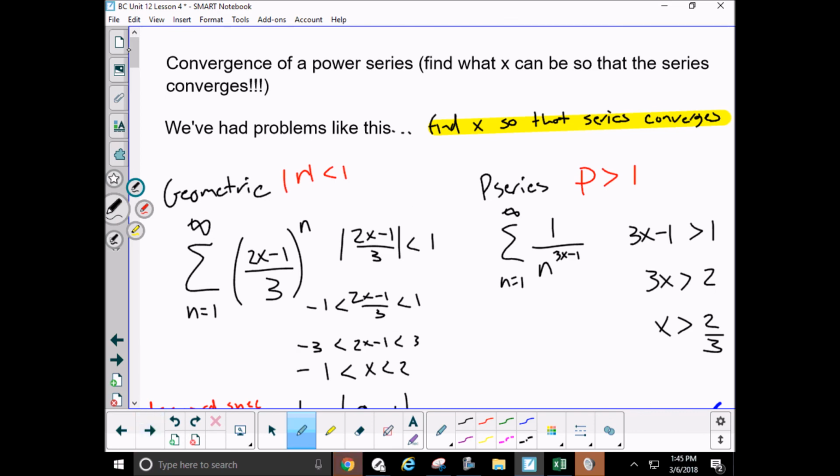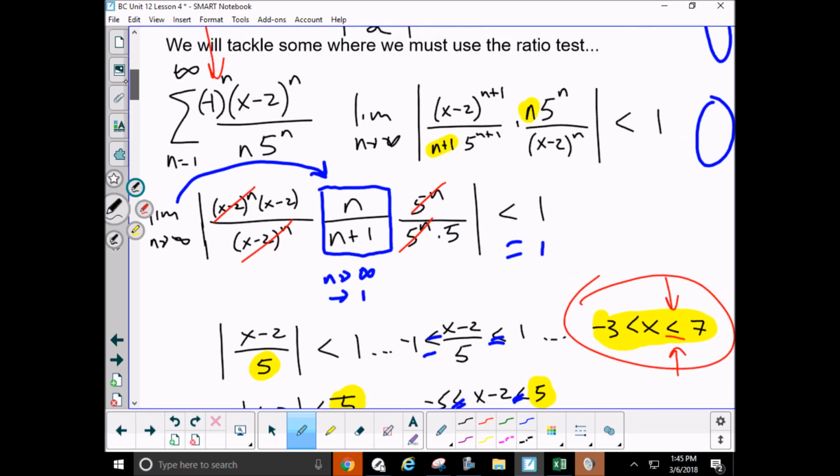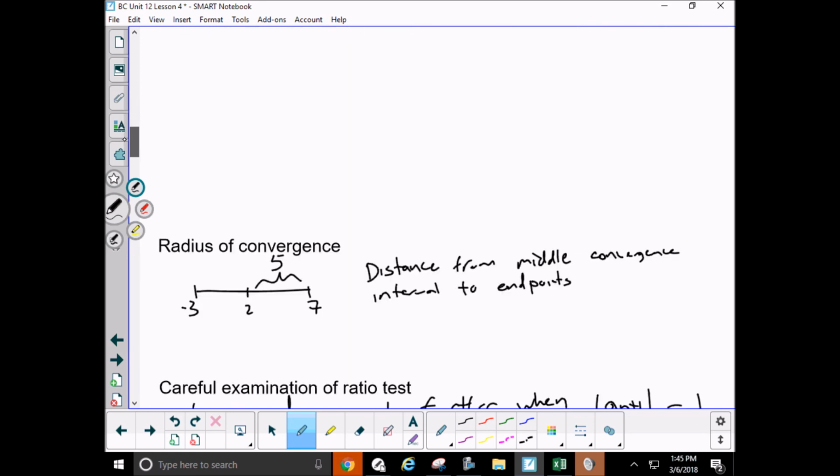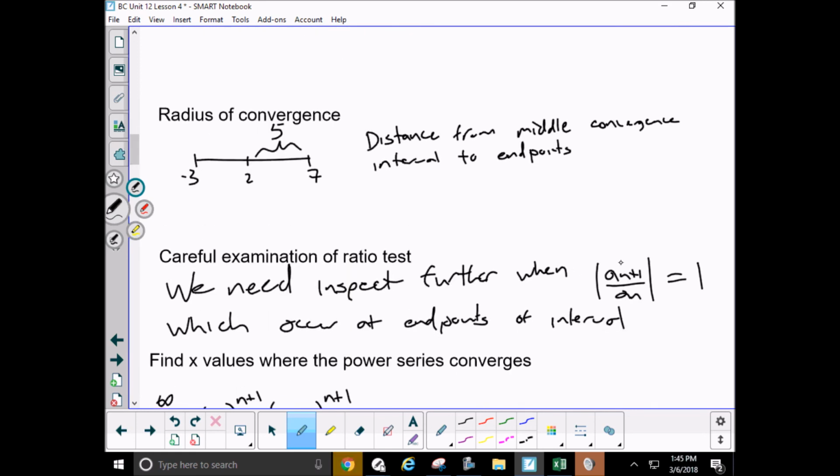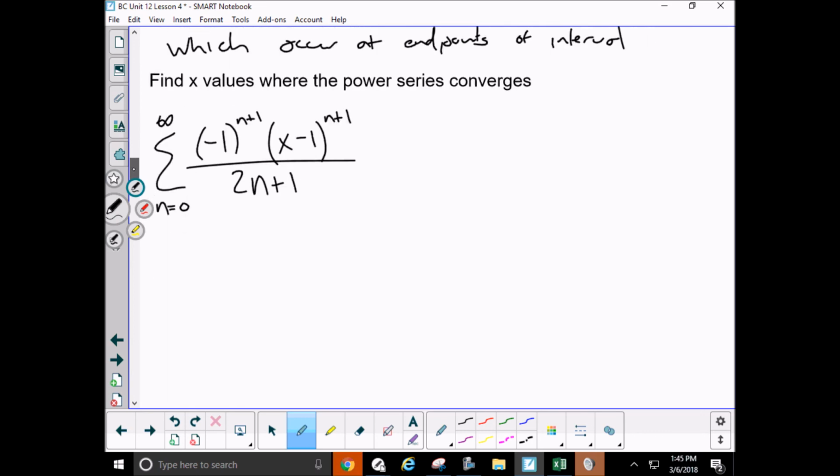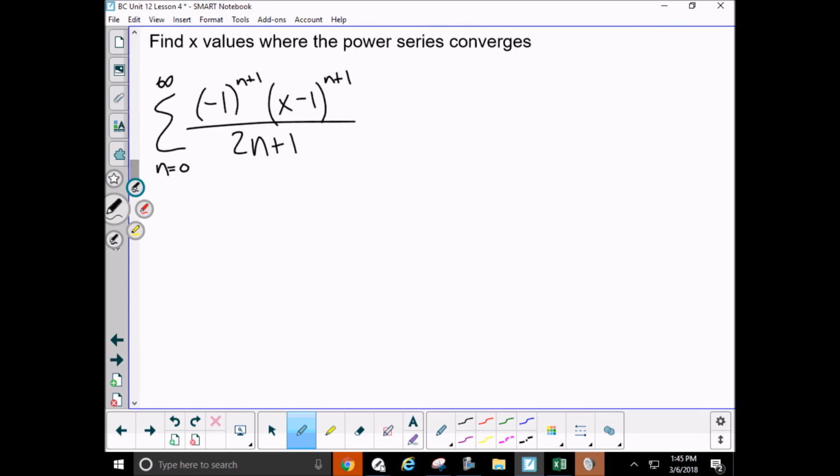Let's look at more power series where we need to check our endpoints, because that's the location where the n plus first term divided by the nth term will equal 1. Okay, let's look at this guy. When will this converge? Well, I'm going to look at the limit as n approaches infinity of the absolute value. Since the absolute value is there, I can just disregard this. Worry about it at the end. Don't erase it or anything. All right.